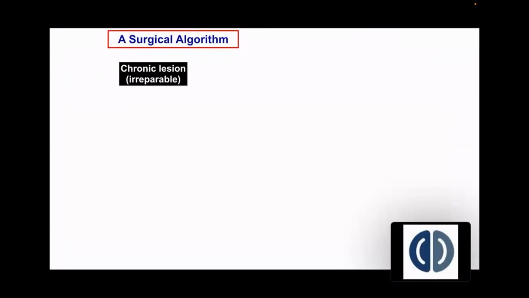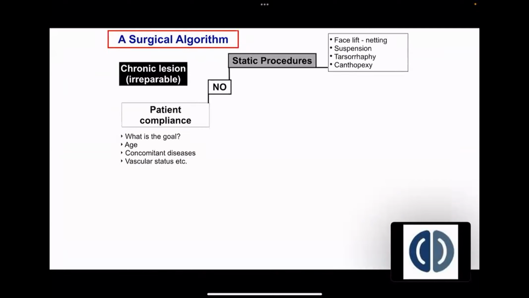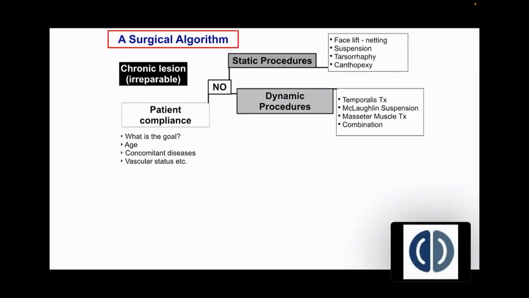So in this surgical algorithm, I would like to show that in a chronic lesion with a patient who is compliant, the questions we need to ask are: what is the goal? What is the age? What are the concomitant diseases? What is the vascular status? If these are not favorable, then you go in for static procedures or simpler procedures like facelifting or suspension, tarsorrhaphy, canthopexy, lid loading, and so on. You'll also resort to some kind of semi-dynamic procedures such as temporalis transfer or suspension, masseter muscle transfer, or a combination of all these things.